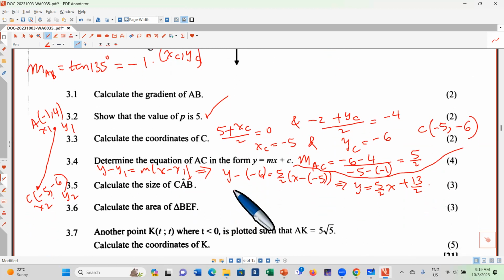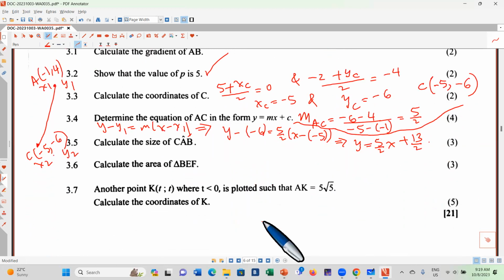Next question. Next question, they're saying calculate the size of the angle CAB. Is that a question? No question, right? Does anyone have a question? No. I don't know if anyone has a question.